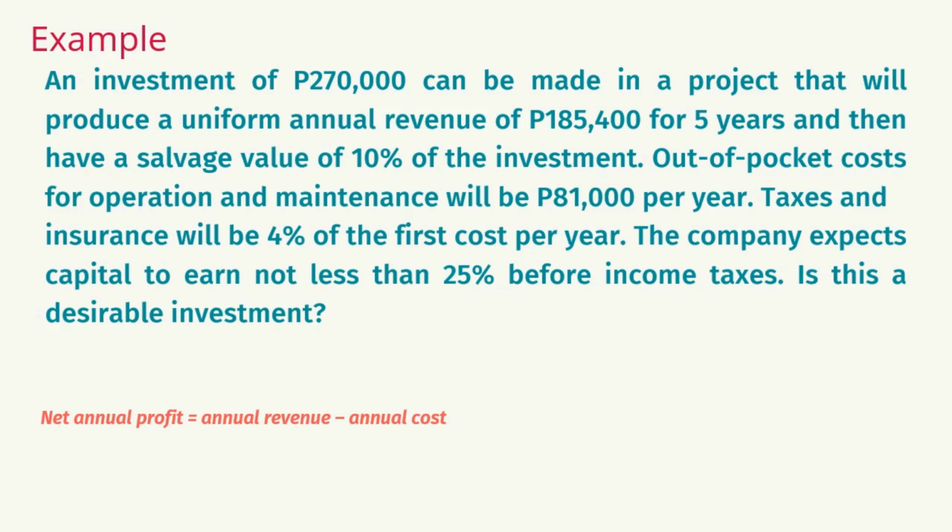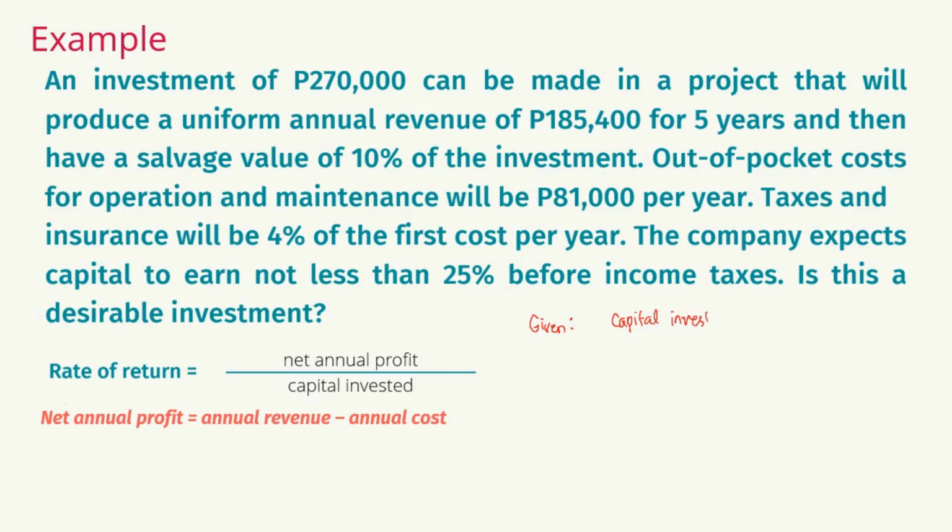So first, we have to list all the given so that madali natin ma-solve yung problem. Note that ROR or the rate of return is equal to the net annual profit over the capital invested, in which yung net annual profit is equal sa annual revenue minus annual cost. So let's list all the given. Una is yung capital invested na 270,000 pesos.